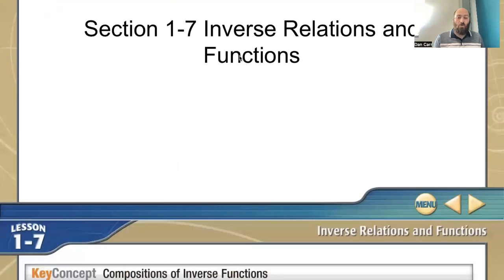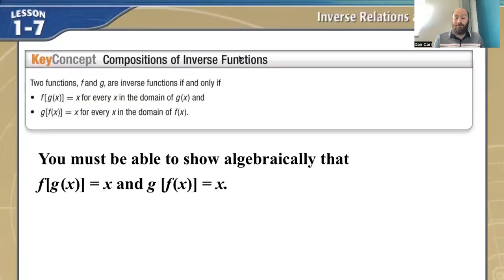Okay, so the biggest thing about today is how do we confirm, if we're given two functions, that we do indeed have inverse functions with each other.